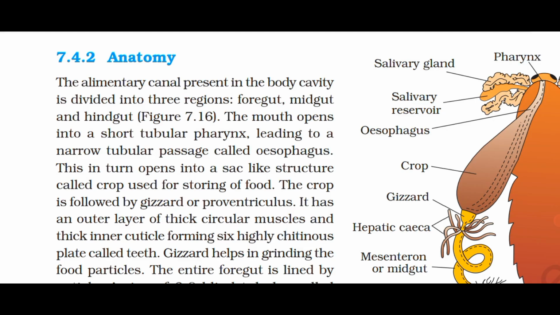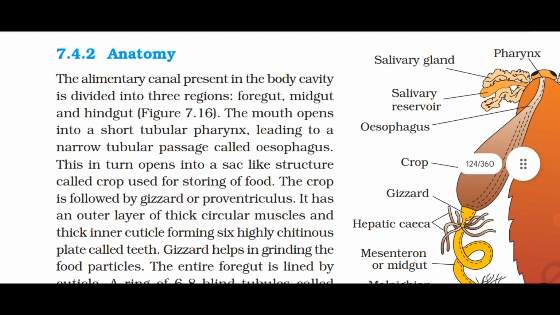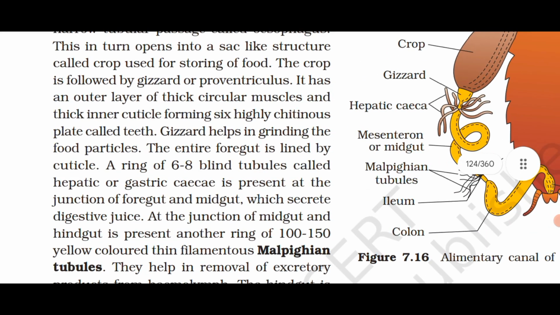The crop is followed by the gizzard or proventriculus. It has an outer layer of thick circular muscles and a thick inner cuticle forming six highly chitinous plates called teeth. Gizzard helps in grinding the food particles. The entire foregut is lined by cuticle.